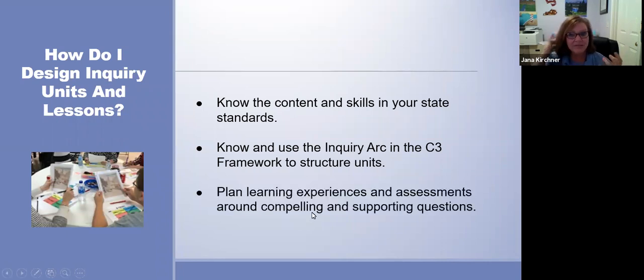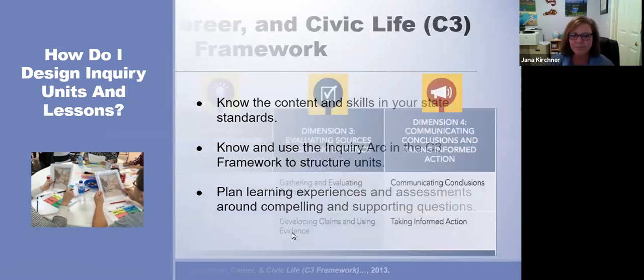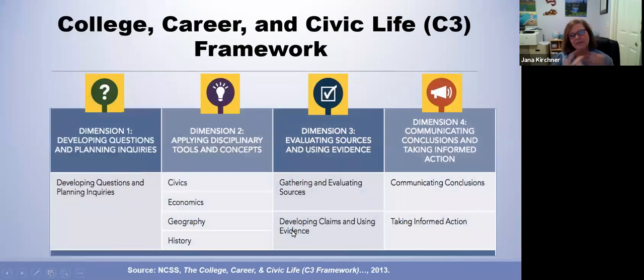And then I would say you've just got to plan the learning experiences and how you assess your students based on those compelling and supporting questions that guide your units. So let's break that down. We're going to do each of those pieces one at a time. And let's break it down with the C3 framework.